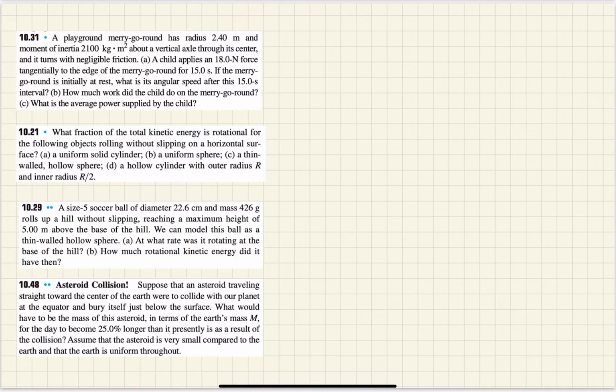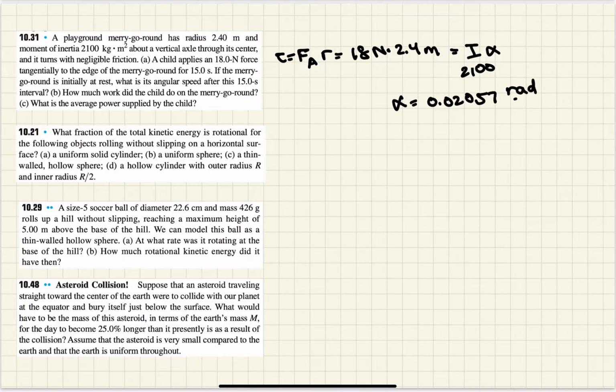Well, there's also torque involved, because the child applies 18 newtons force tangentially, so there's no theta we have to worry about. It's just the force applied times the radius, which is 18 newtons times 2.4 meters, because that's the radius. And then we know that's equal to the moment of inertia times the angular acceleration, because that's just torque. And we know a Newton's second law. Moment of inertia was 2100, so angular acceleration is just 18 times 2.4 divided by 2100, which is 0.02057 radians per second squared. It's not asking for the angular acceleration, it's asking for the angular speed.